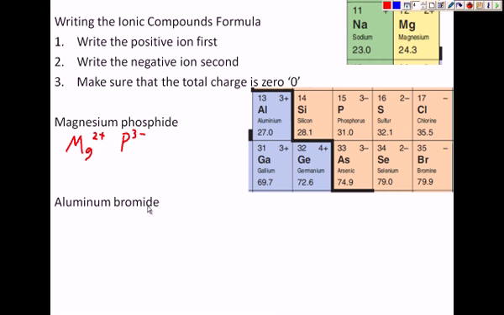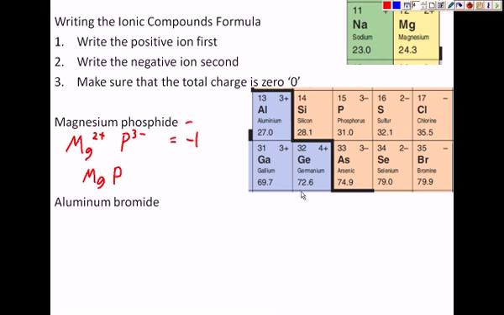Now if we simply add it together, MgP, the charge is not 0, and that is step 3. Make sure that the total charge is 0. Right now, the charge is 2 plus and a 3 minus, so the charge is minus 1. We need to make this charge 0.